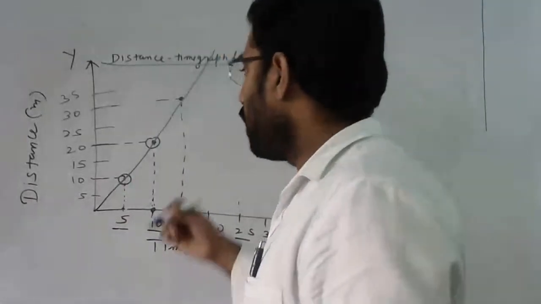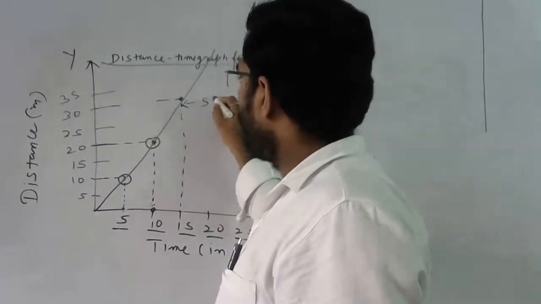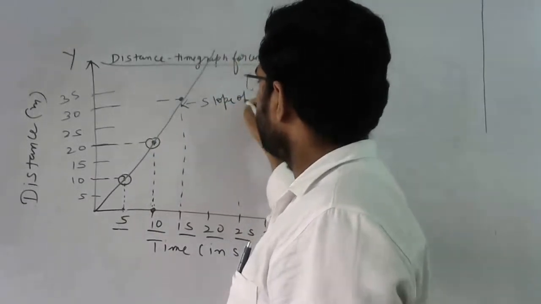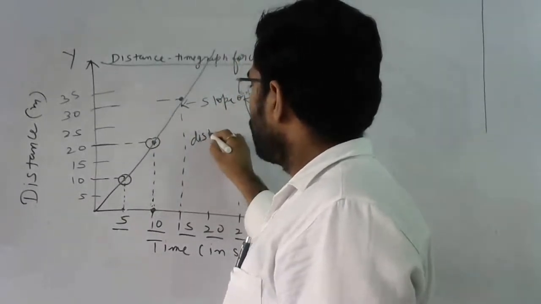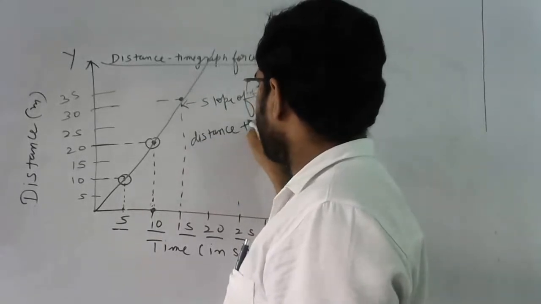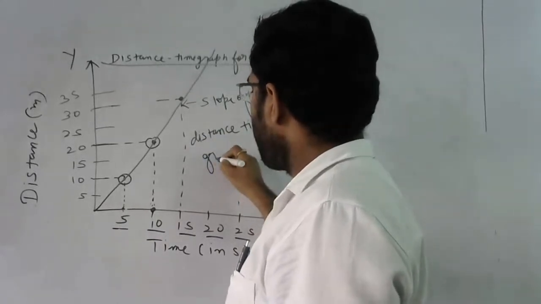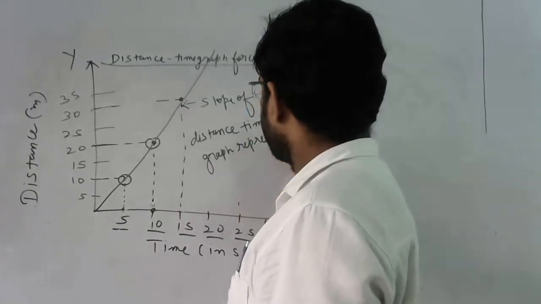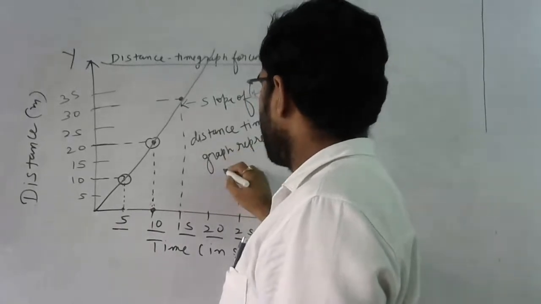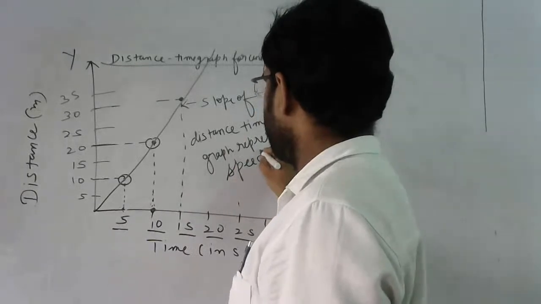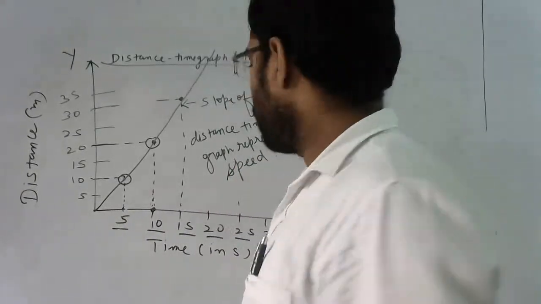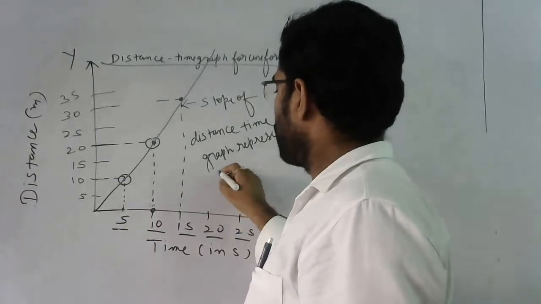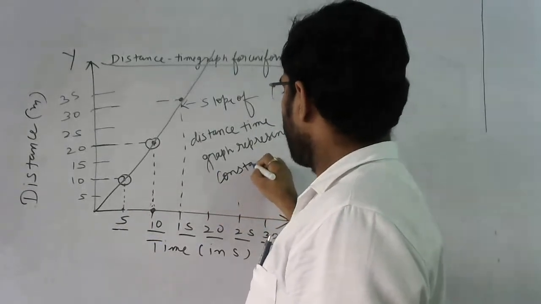Uniform motion. And the slope of distance time graph represents speed, in this case constant speed.